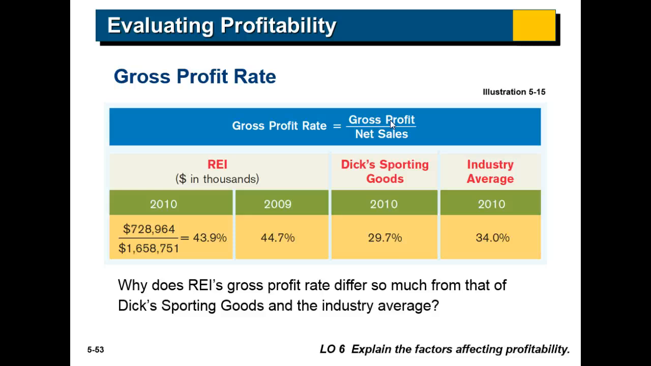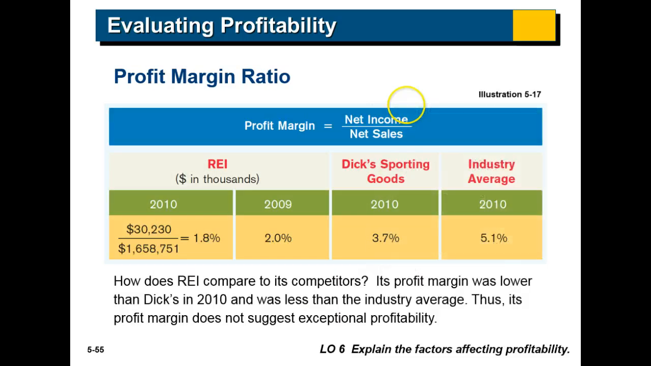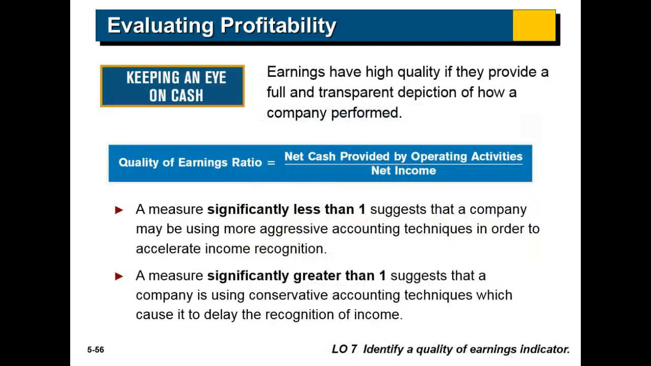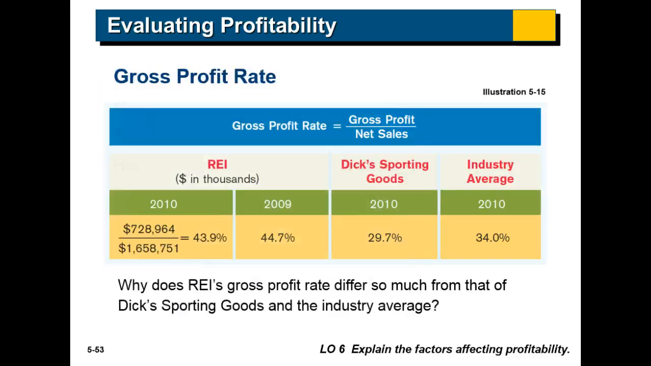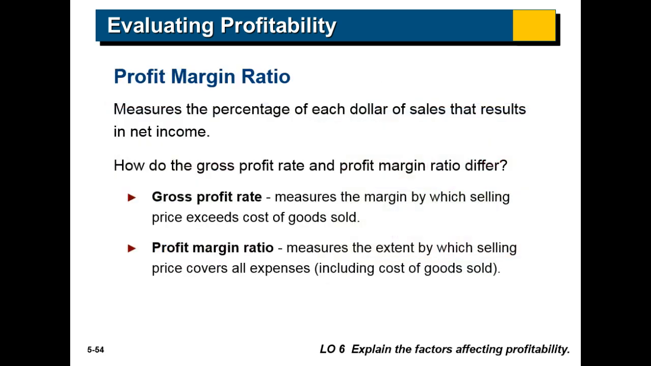I wonder why. It's bugging me. I gotta now find out. Well, how does REI compare to its competitors? Its profit margin was lower than DICK's in 2010 and was less than the industry average. Thus, its profit margin does not suggest exceptional profitability. Well, then why profit? Gross profit rate. REI's profit rate differs so much from DICK's. Oh.